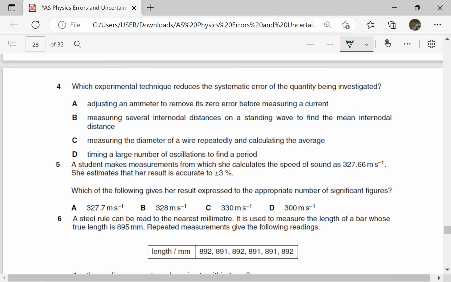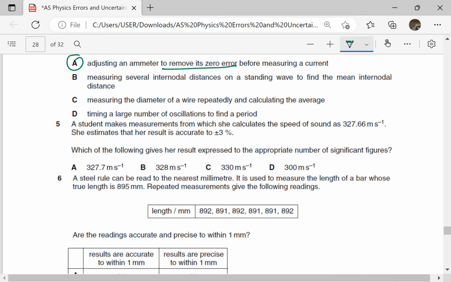Which experimental technique reduces the systematic error of the quantity being investigated? Adjusting any ammeter to remove its zero error. Removing a zero error, that is systematic. A student makes measurements from which she calculates the speed of sound as 327.66 meters per second. She estimates that her result is accurate to plus or minus 3%. Which of the following gives her result expressed with the appropriate number of significant figures?